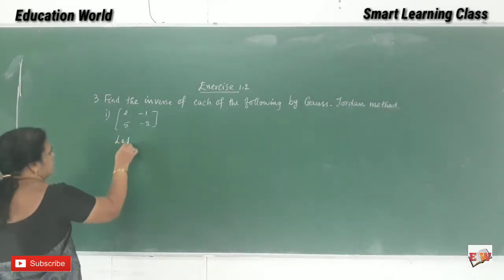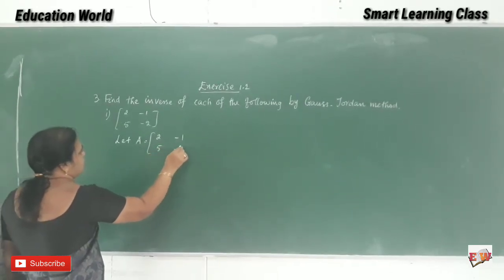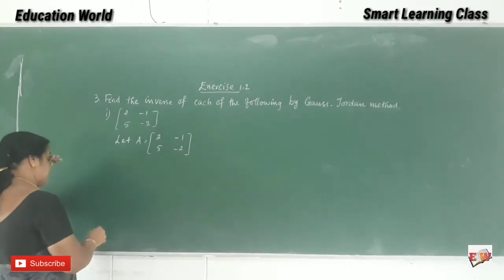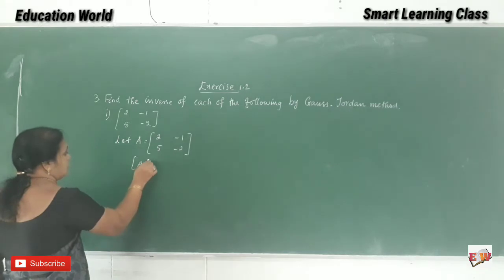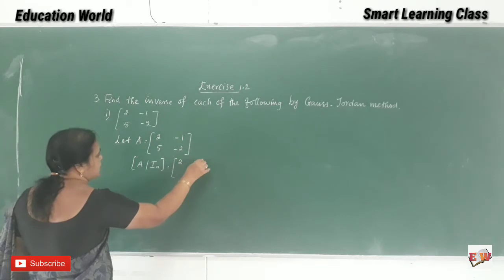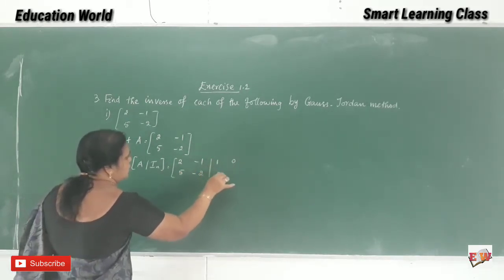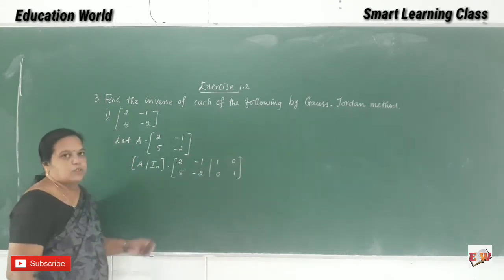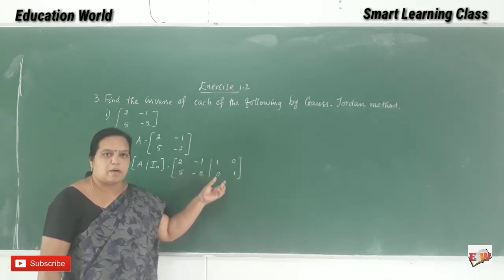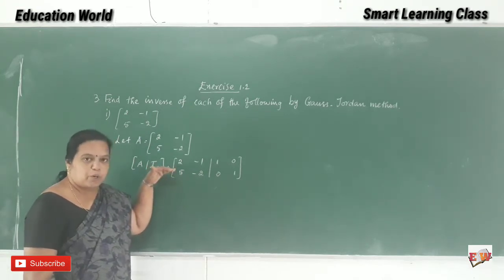Let A be equal to [2, -1; 5, -2]. So I am going to write the augmented matrix A: 2, -1, 5, -2, 1, 0, 0, 1. So we have to do elementary row operations with A as well as I. So now I am going to do it one by one.